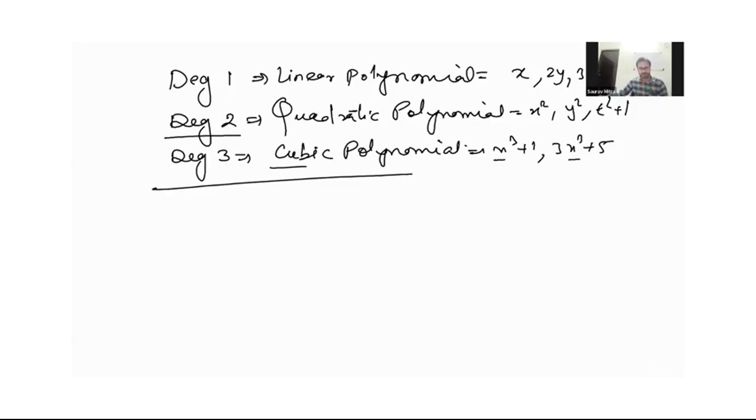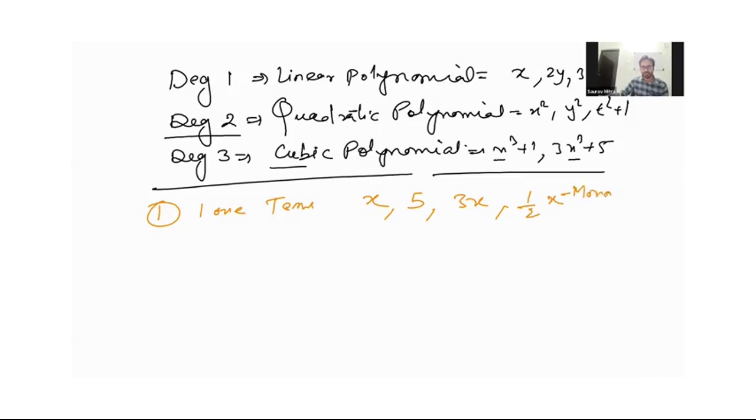Now next we will discuss about the terms of the polynomial. If an expression has only one term, see what do we mean by the terms? One term, that is only x, only 5, only 3x, only 1 by 2x. Only a single term is present. They are called monomial.